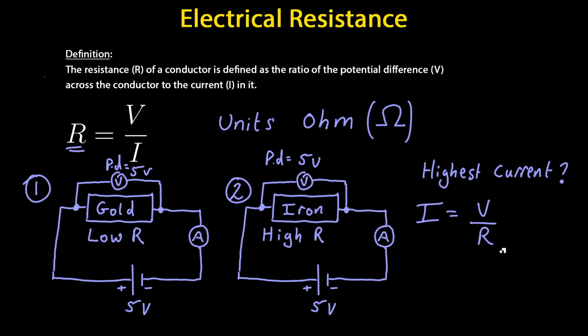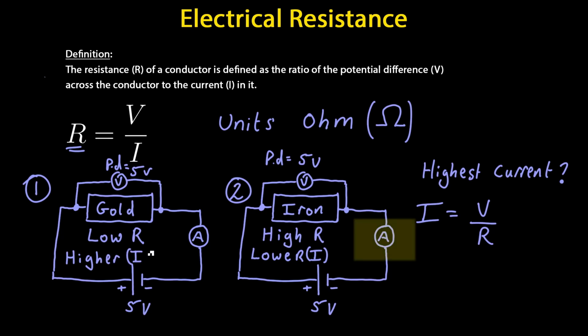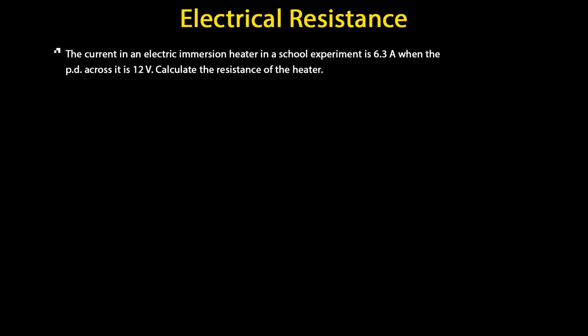So because we said that iron has a higher resistance than gold, this must mean that the iron with a higher resistance will restrict the current flow more than that of the gold, so long as both these materials have the same dimensions and are at the same temperature. So the current reading on our ammeter in circuit 2 should be lower, because the iron has restricted the flow of charge more effectively. So let's try this question.